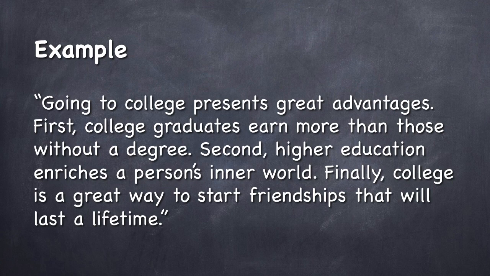As you can see, this is a thesis statement. And in the thesis statement, it is common to use this type of enumeration where you're listing your supporting points. So the first sentence is the main point, and then we have 3 supporting points, and we introduce them with transitions. First, college graduates earn more. Second, this, and finally that, and that will be the last point.